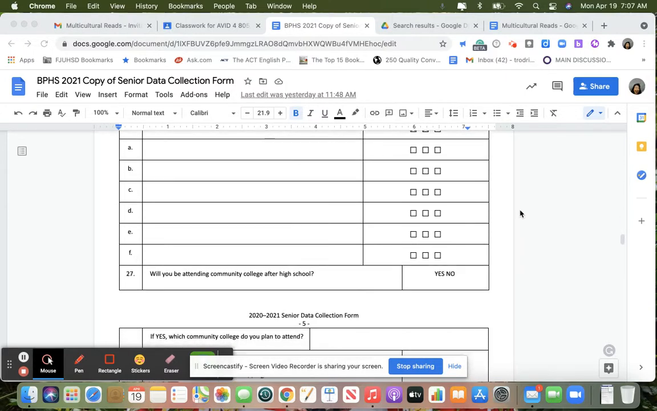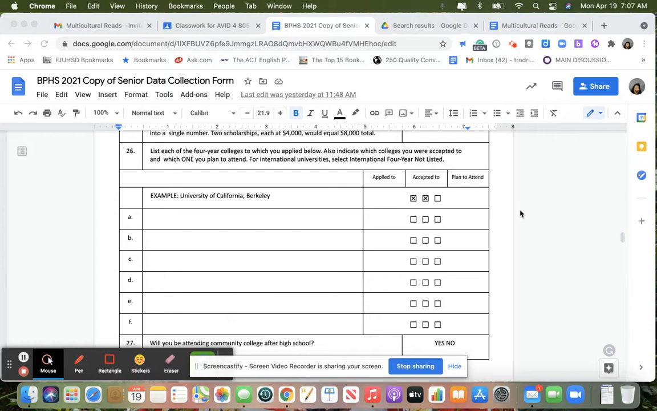The last part here, as you're getting closer to the end of this, is to list every school that you applied to and that you also have been accepted to. So bear in mind that you may have 5 or 6 or 10 colleges that you've applied to. Maybe you were accepted to 8 of them or 5 of them. Make sure that you click accepted to for the ones for which you were accepted.